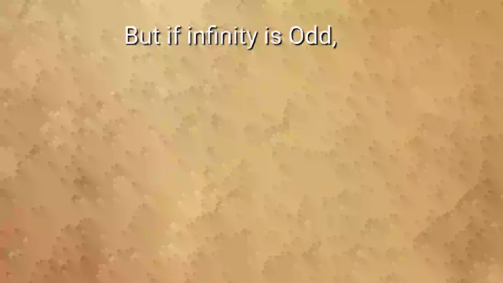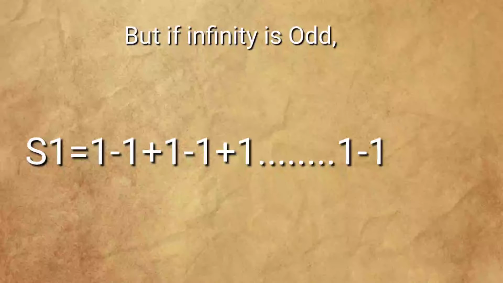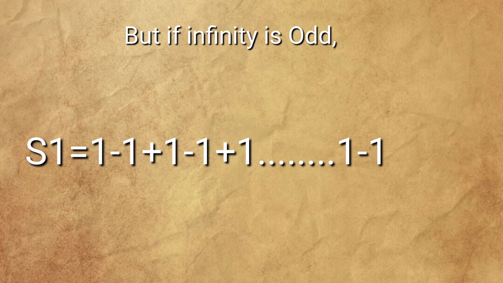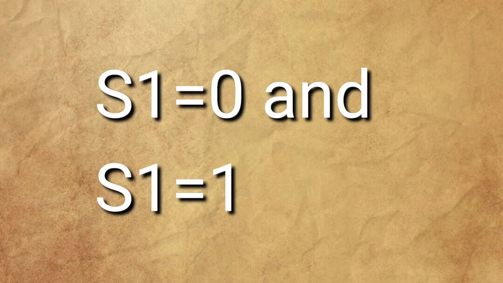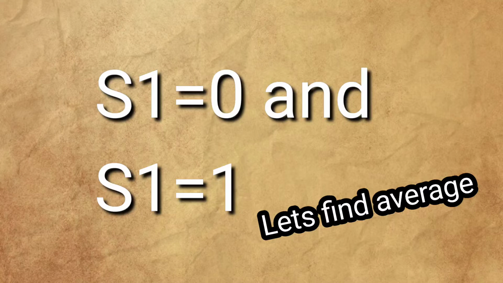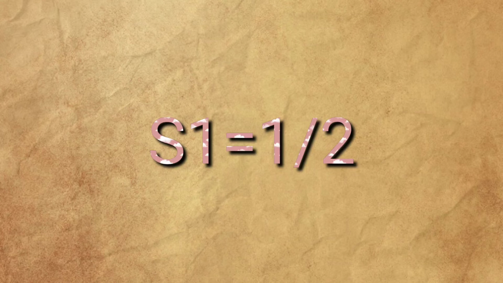Now if infinity is odd, then the series will be like 1 minus 1 plus 1 minus 1 like that. In the end, we will get a leftover 1. So if it's odd, S1 will be equal to 1. So there are two possibilities: S1 is equal to 0 and S1 is equal to 1. Now as we have two possibilities, let's find its average. When we calculate, we get that the average of S1 is equal to half.